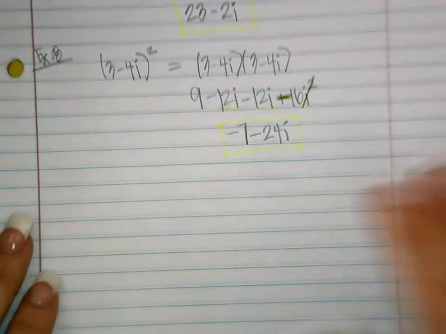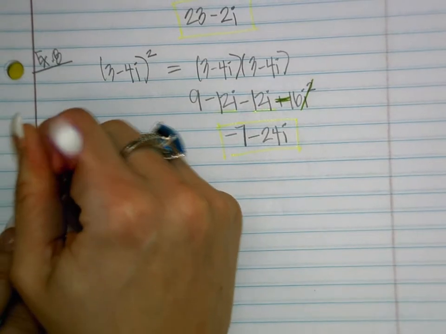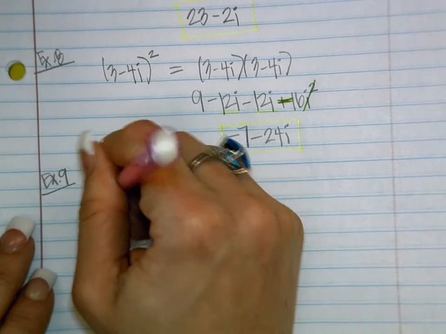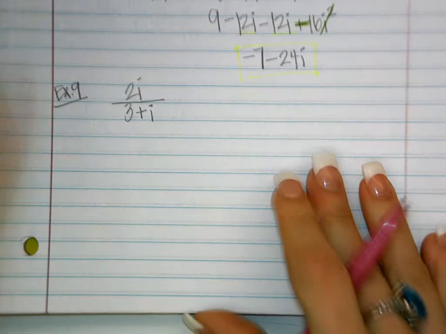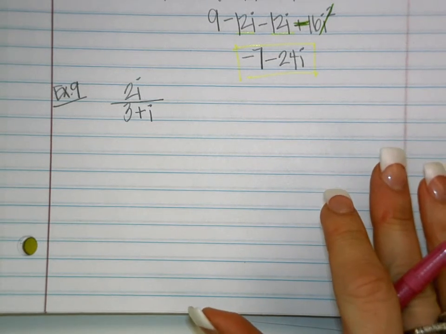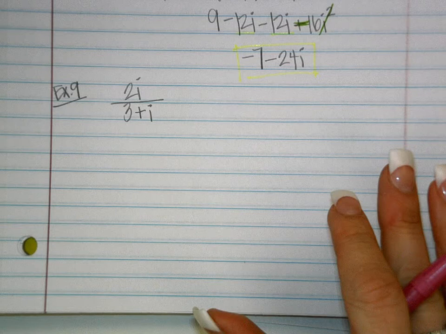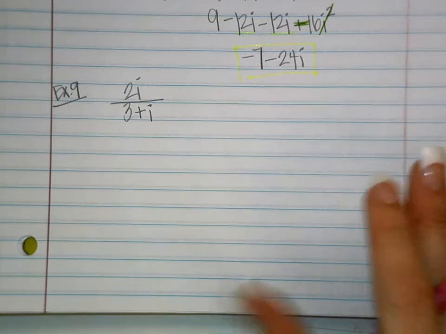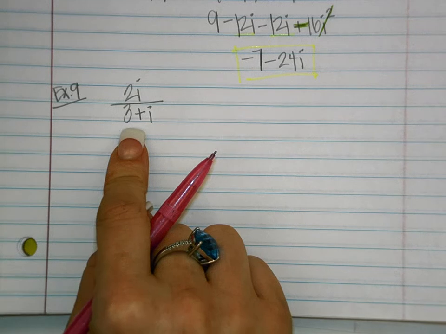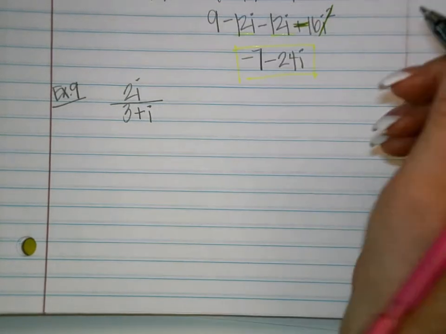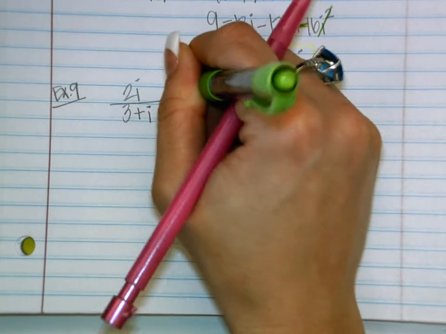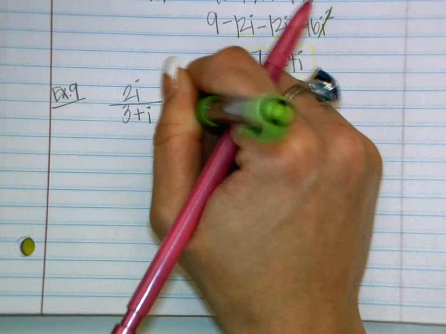And then last one, number 9. Simplify again, 2i divided by 3 plus i. So how do you simplify this? We can't have an i in the denominator, so what do you have to multiply by? Conjugate, which is what? 3 minus i. Numerator and denominator, multiply both by 3 minus i.